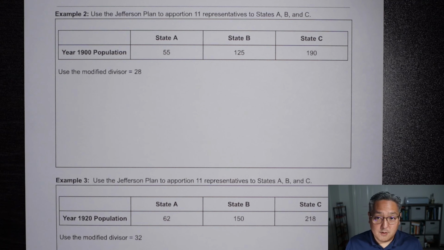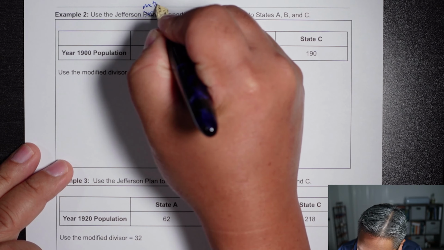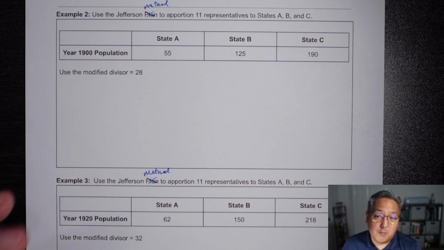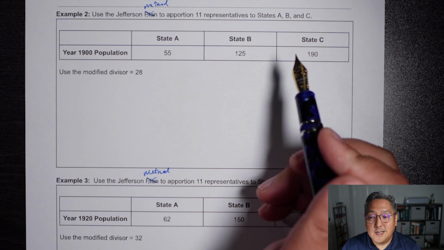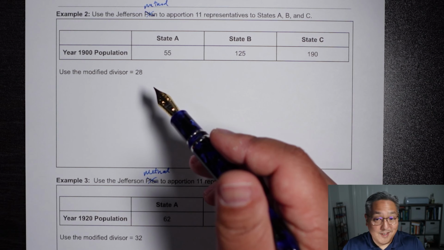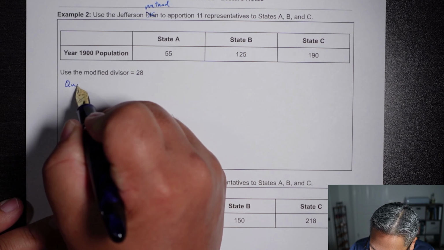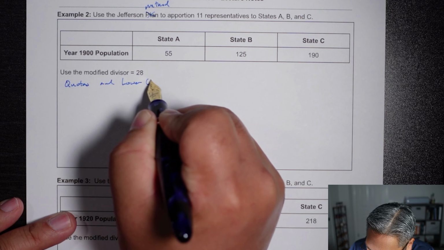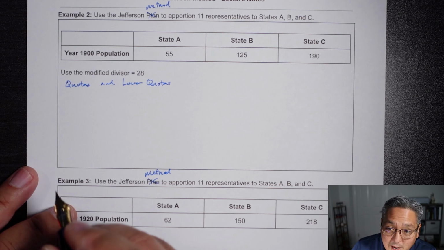Like we have a Jefferson, oops, I said plan, I meant method. I'm sorry about that. That should be method. So I have a couple of Jefferson method examples. We're apportioning 11 representatives to 3 states, A, B, C, and we have a modified standard divisor, or modified divisor, of 28. I am giving that to you. So to run the Jefferson method, all we have to do is find our quotas and lower quotas, and really just make sure that this modified divisor actually works here.